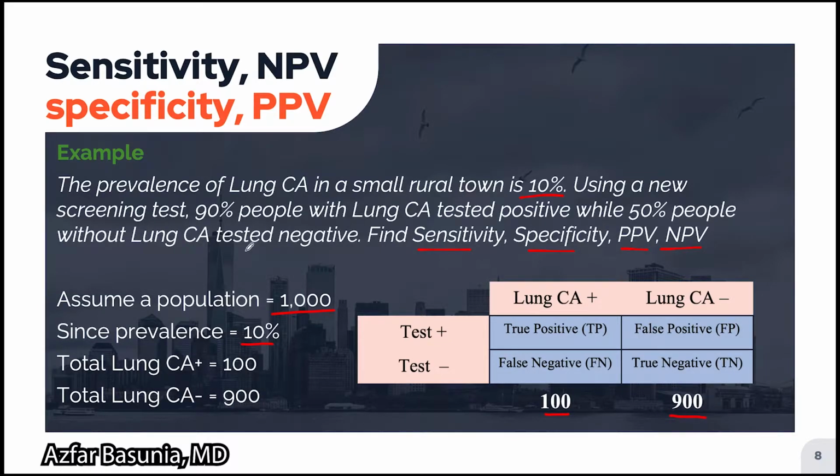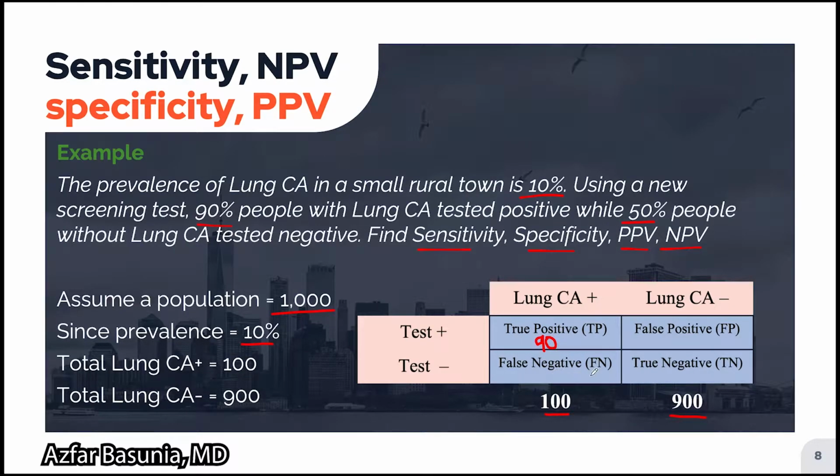The question prompt also tells us that 90% of the people with lung cancer tested positive. This is basically describing the sensitivity of the test, while 50% of the people without lung cancer tested negative, and that is basically describing the specificity of the test. Since 90% of the individuals with lung cancer tested positive, the number of true positives can be given by taking 90% of the individuals with lung cancer. So 90% of 100, and that is equal to 90.